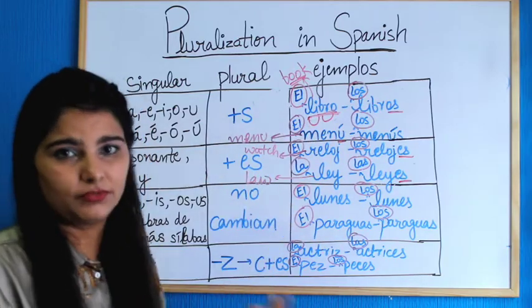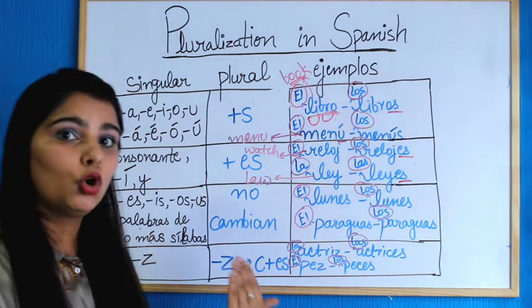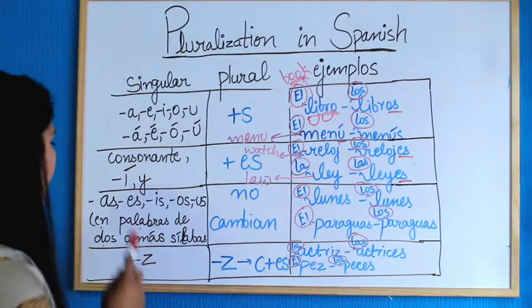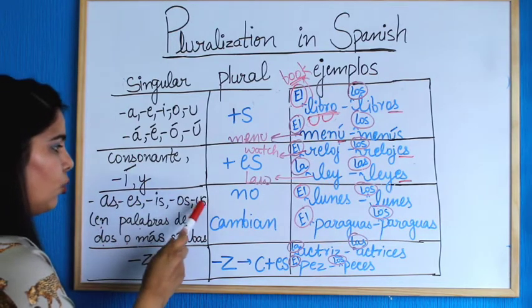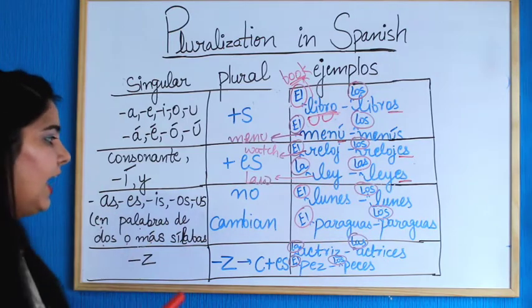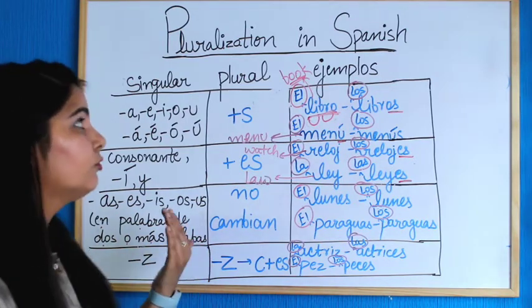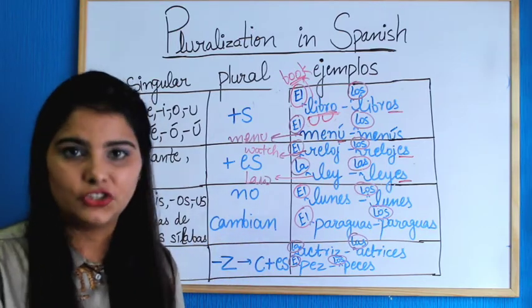So it has two syllables. This is the system of syllables. So in palabras, in words which have two or more syllables, if we have a, e, i, o, or u as termination, we do not change the form of the words. I mean, the singular and the plural forms are just the same.